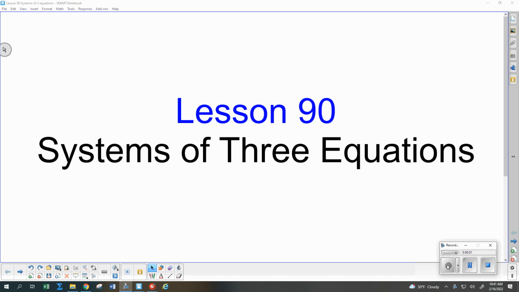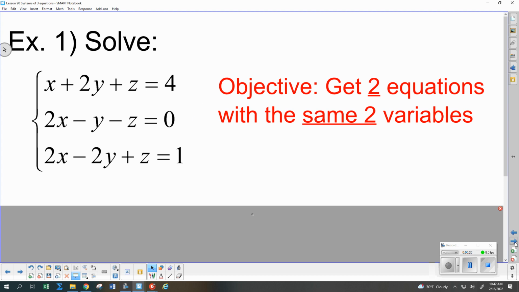More on systems of three equations. We did some a few lessons back, and we're going to do some more today. Today we're actually going to be focusing on the second method of doing this, and then I will do one where we review the method that we did first.